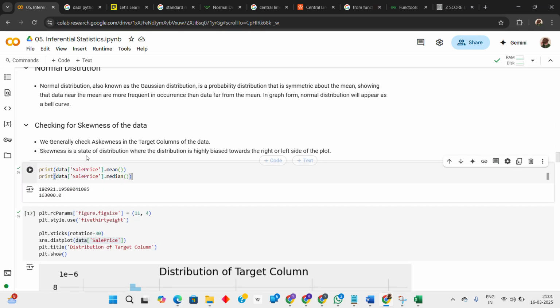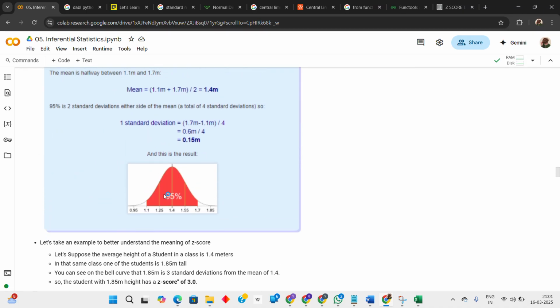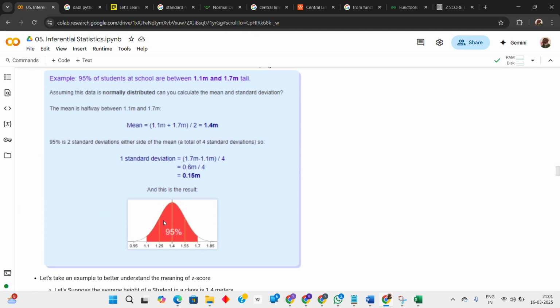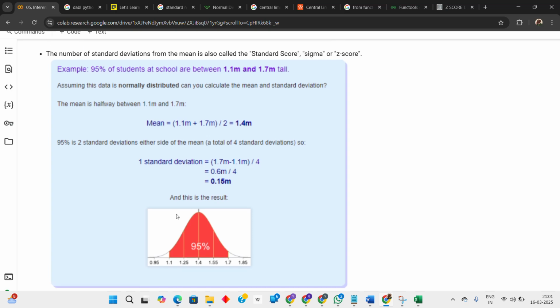So skewness can also be determined by using a histogram with KDE. And whenever your mean and median are both equal, observe this one. Whenever your mean, median and mode are all equal, here you can observe. Understand this concept clearly. If you do not understand, please let me know. I am ready to repeat it again and again.